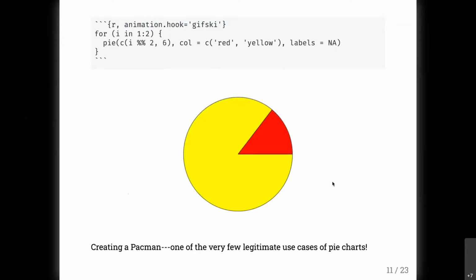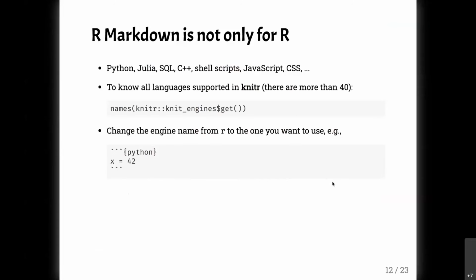So creating a Pac-Man, in my eyes, is one of the very few legitimate use cases of pie charts. And I also want to remind you that R Markdown is not only for R. You get other types of languages in the document. For example, you can insert a Python code chunk, you can use Julia, you can use SQL, C++, and so on.